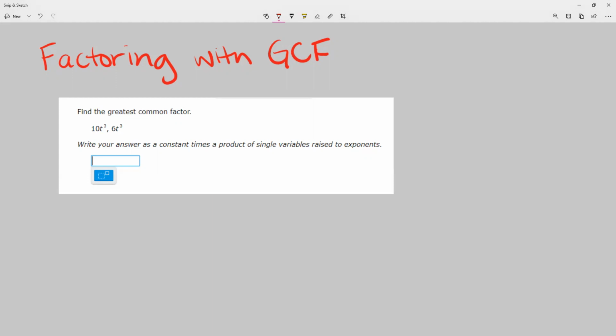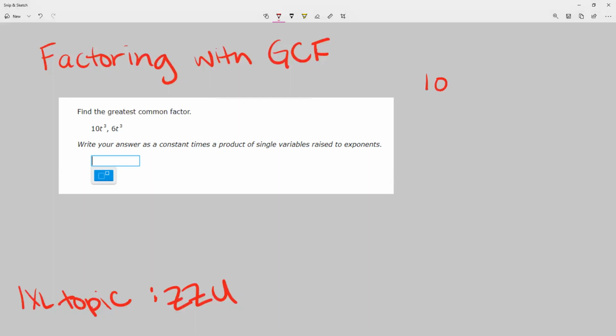So this first topic on IXL is ZZU. And it says to find the greatest common factor. So let's just look at the coefficients, the 10 and the 6 for right now.